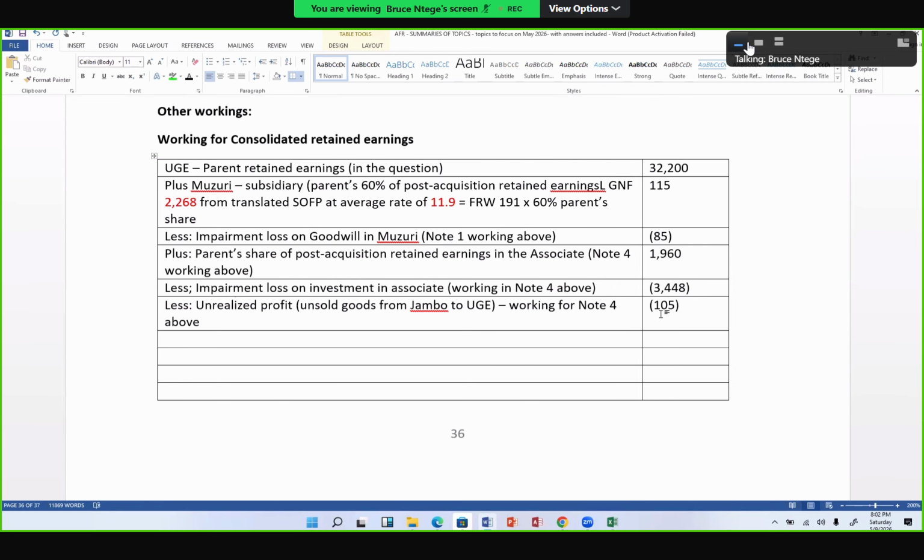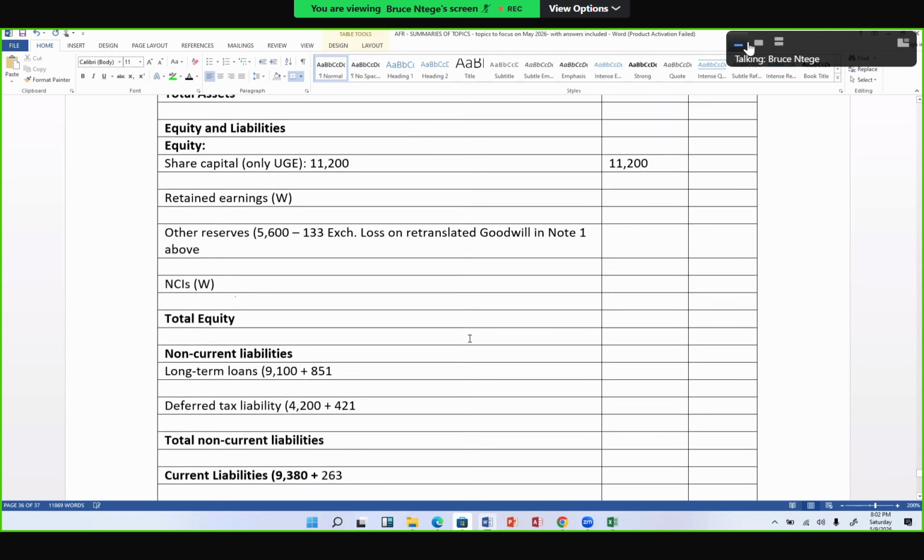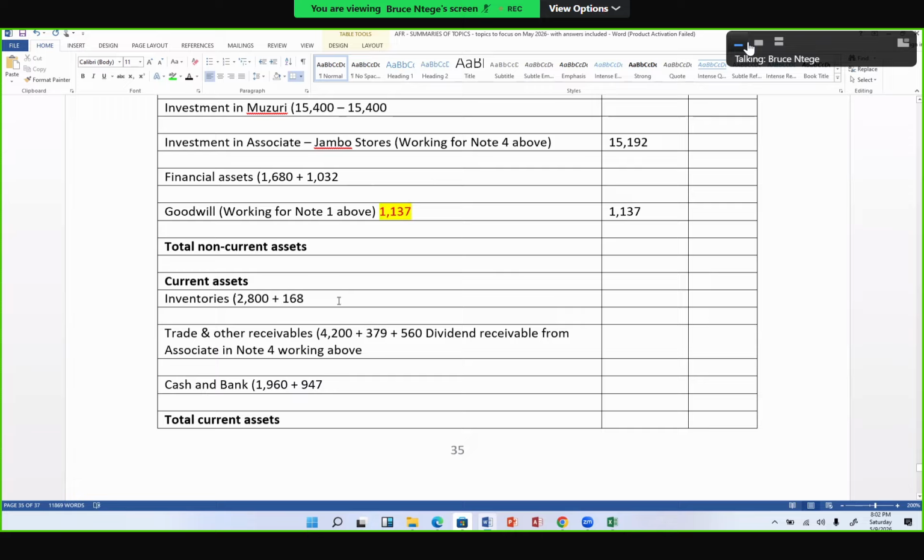Okay, then I'll go and take the credit to the line called inventory in the balance sheet directly. So inventory is here. So in the balance sheet, I'll say minus 105.